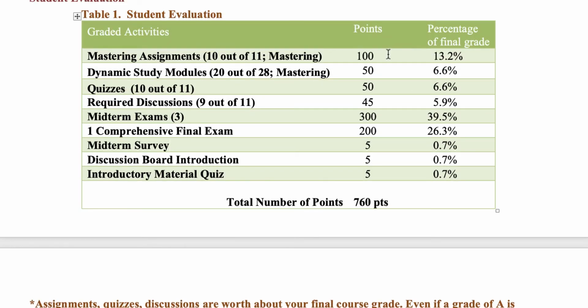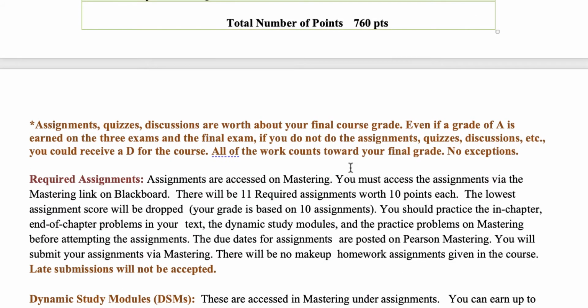In fact, your Mastering assignments, that's 13%. 13 plus 14, that's 27%, plus 6. So about 32% of your grade is based on assignments and quizzes and discussions.